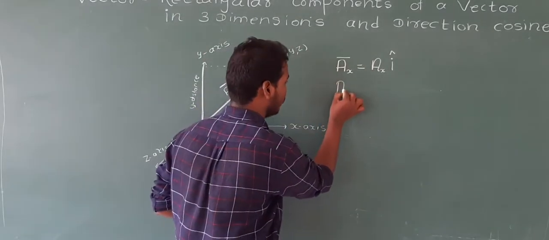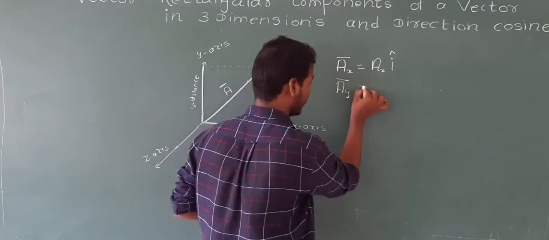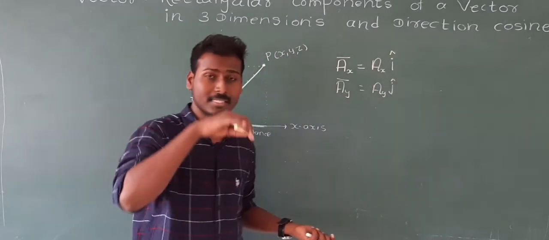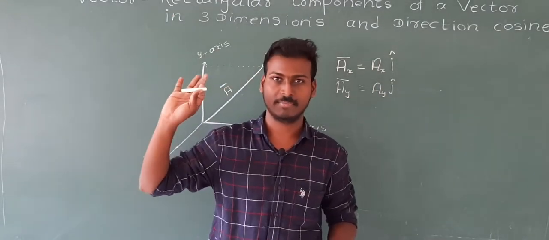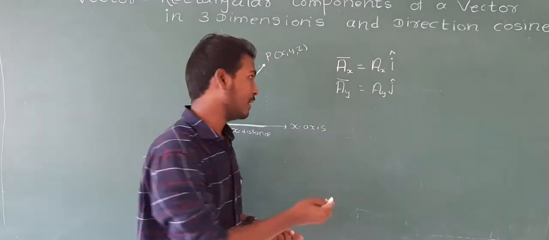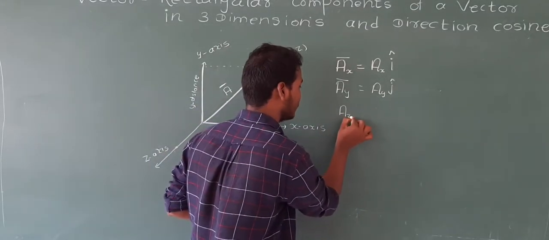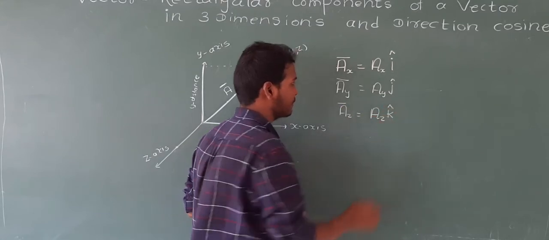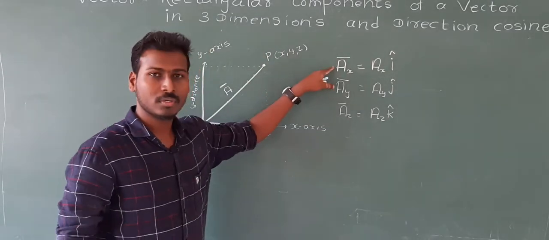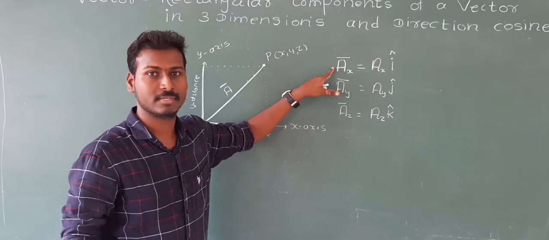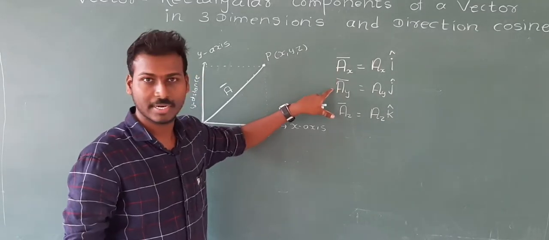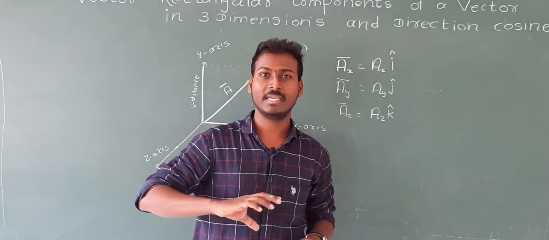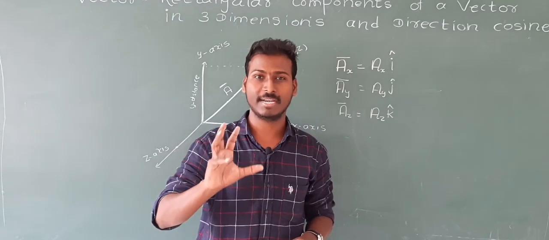Similarly for the y direction, it will be Ay into j cap, you know that. Let us say our object is only going in the y direction, so that's why we took Ay bar, and for the z direction it is Az k cap. If you took only a single direction, then it is one dimensional. But here our point is traveling in 3 directions, so definitely it is a 3-dimensional structure.